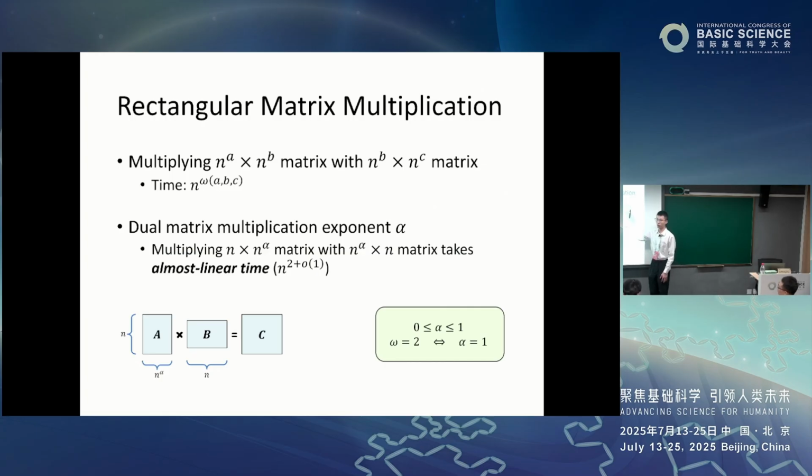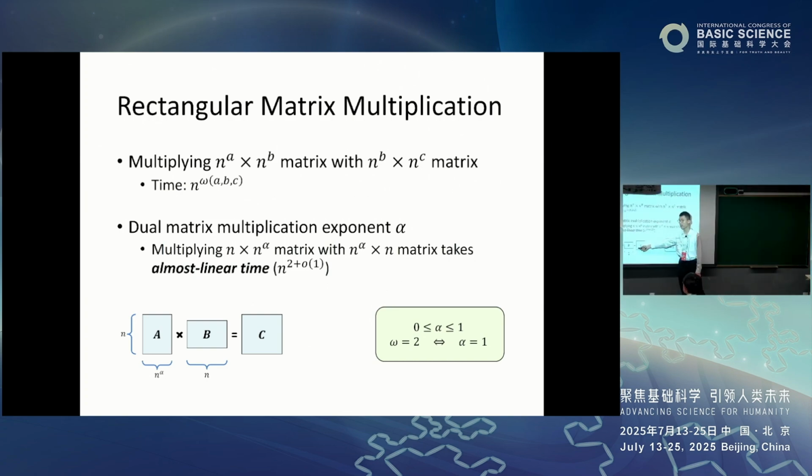And among all of the questions of this type, there's one special case that we care about the most, which is shown on the picture here. We want to multiply the first matrix of size n by n to the alpha, and the second one of n to the alpha by n, and we wonder how large alpha can be if we want to multiply those 2 matrices in almost linear time. This largest possible alpha is called the dual matrix multiplication exponent.